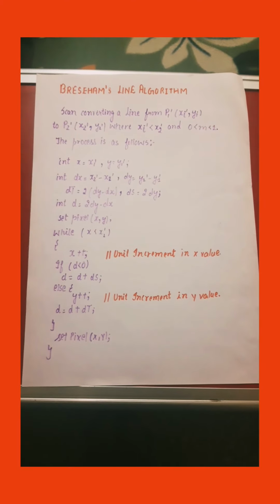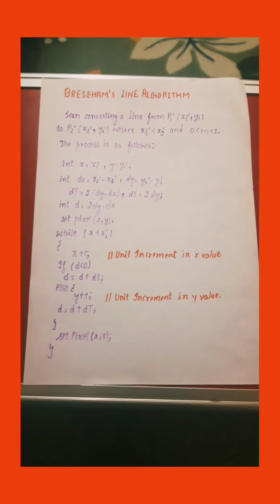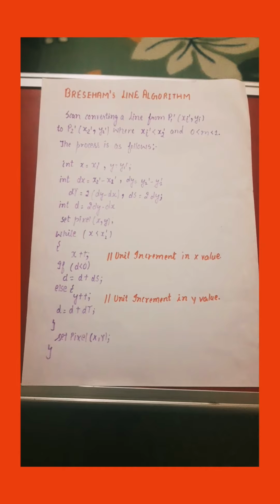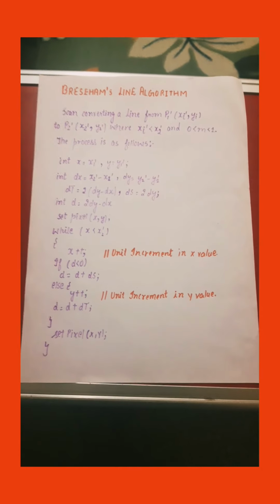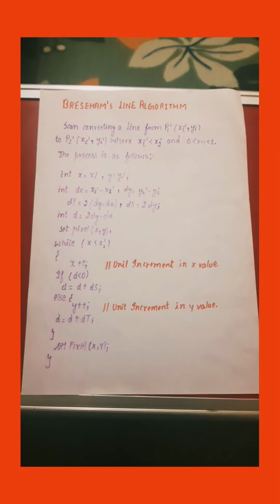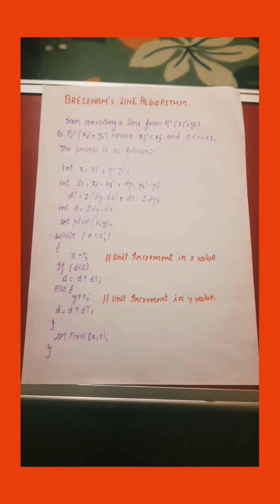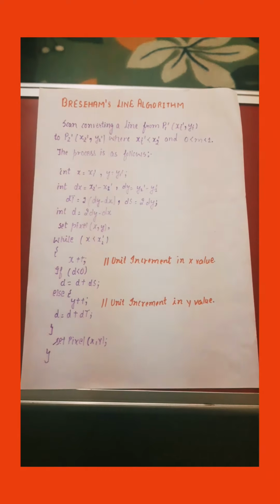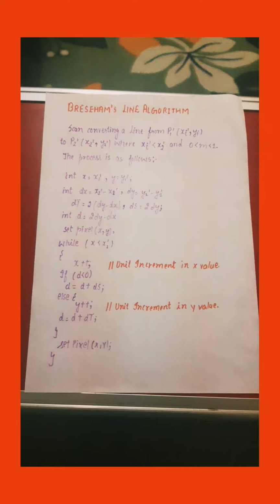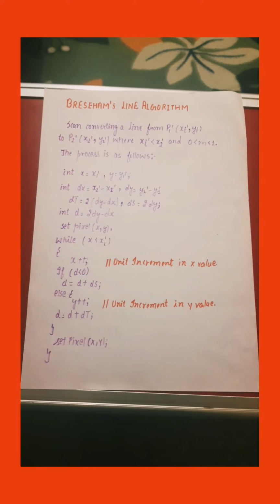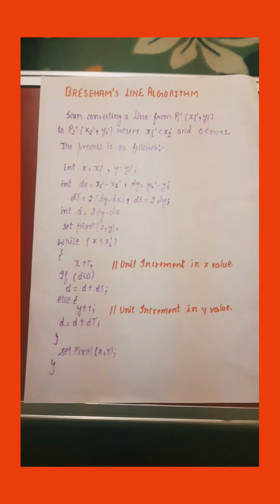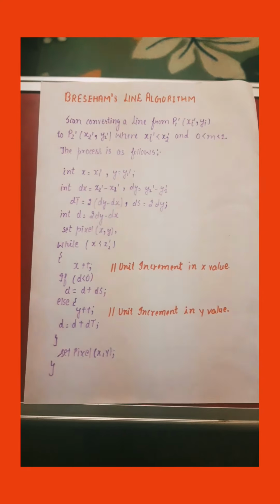Firstly, suppose we have taken a line between the two endpoints, that is P1' and P2'. P1' has coordinates x1', y1', and P2' has coordinates x2', y2'. We are assuming here that x1' is less than x2', meaning P1 is the starting point and P2 is the end point, and the slope of the line, that is m, should lie between 0 and 1, right?